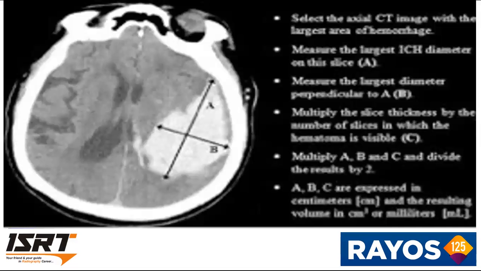In cases of intraparenchymal hemorrhage, technologists should know how to take the measurements. On several slices, we can see the blood. So you select the slice with the maximum bleed dimension. Then you can measure the bleed area.